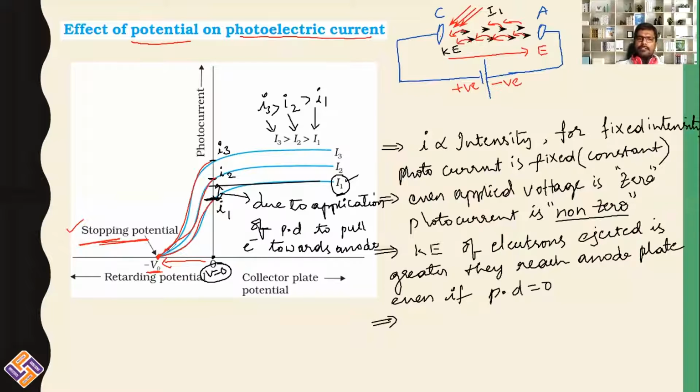And the stopping potential is denoted with V naught, and e times V naught is equal to the work done in stopping the electrons.